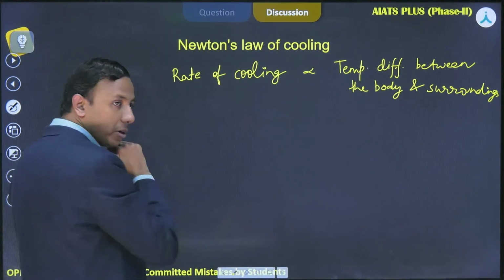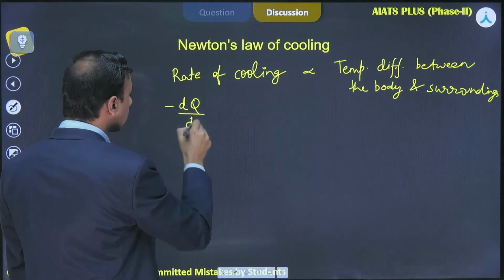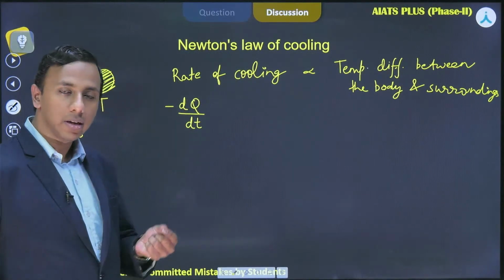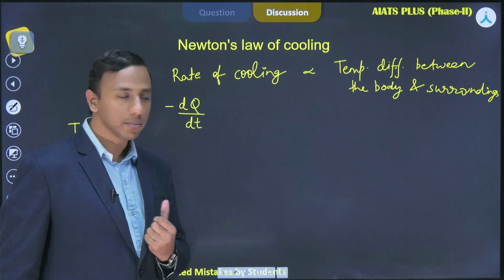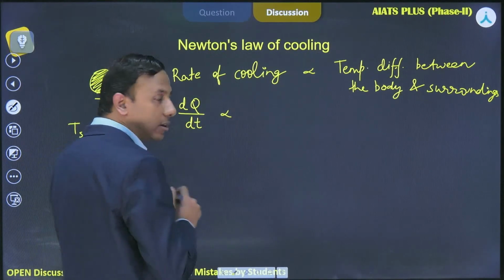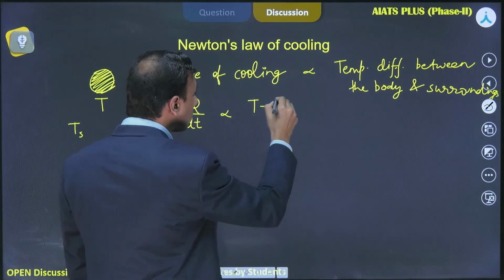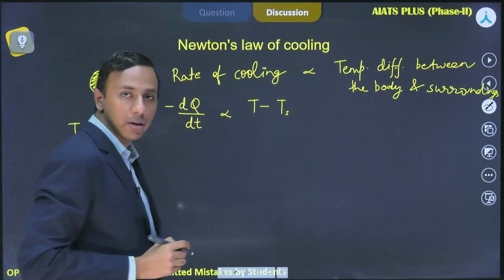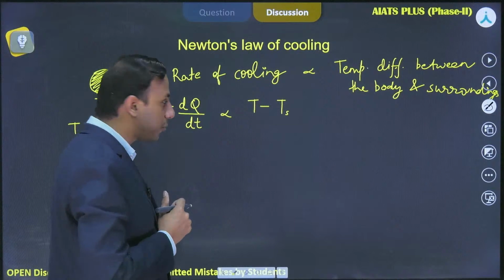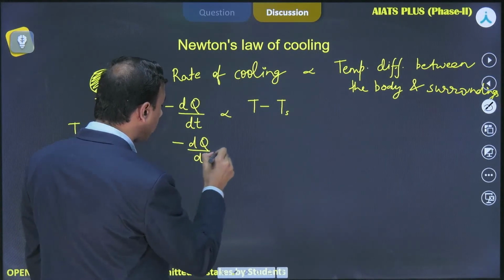With, first of all, you need to remember this expression, right? Minus dq by dt. So what is dq here? It is the, let's say, the loss of heat, right? Or let's say minus dq by dt, and we say it is proportional to the change in temperature or the temperature difference, right? So T minus T surrounding, right? This would be proportional.